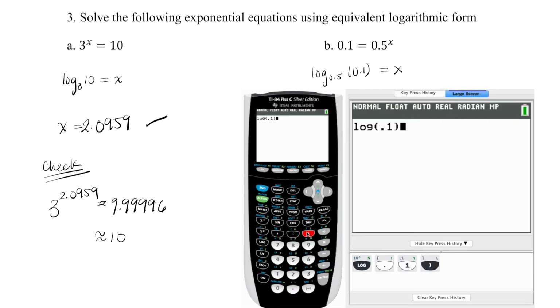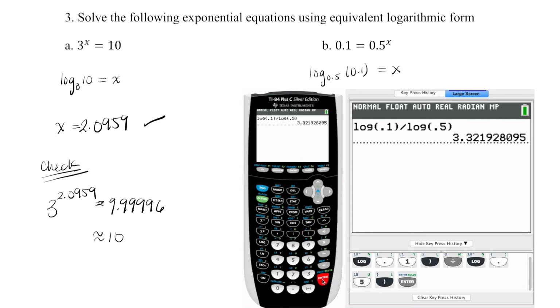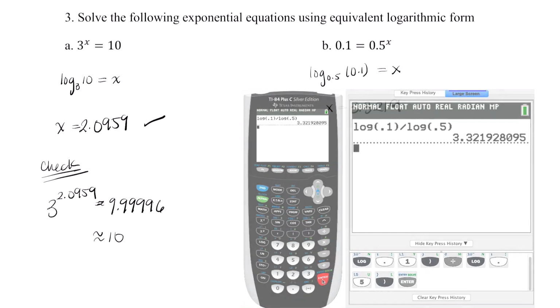Close your parentheses, hit the division symbol, and then type in log 0.5. And then close the parentheses. And let's go ahead and hit return. To 4 decimal places, we have x is equal to 3.3219.